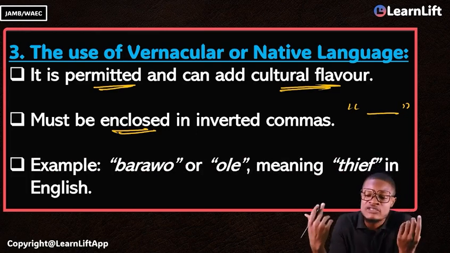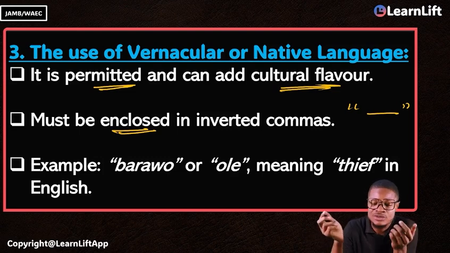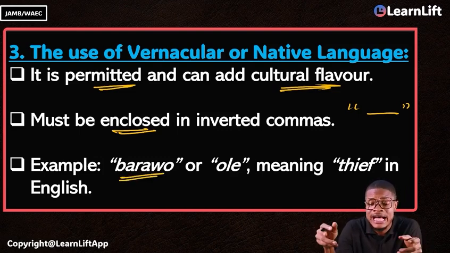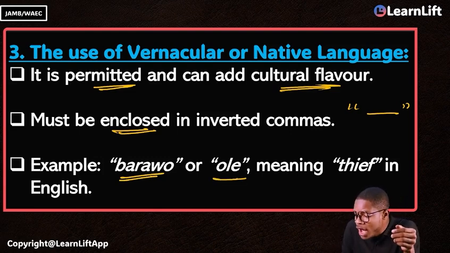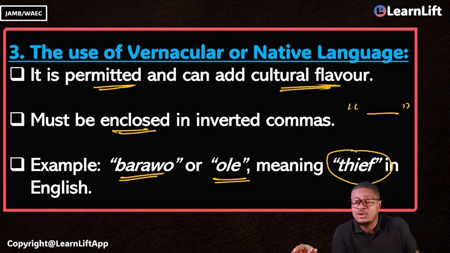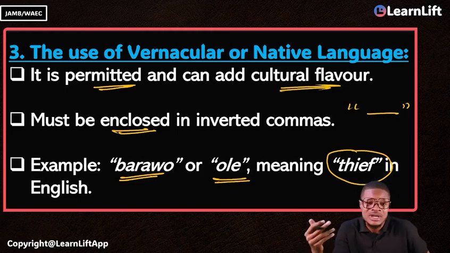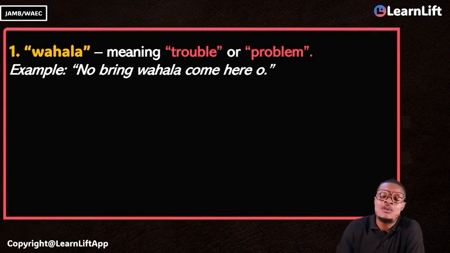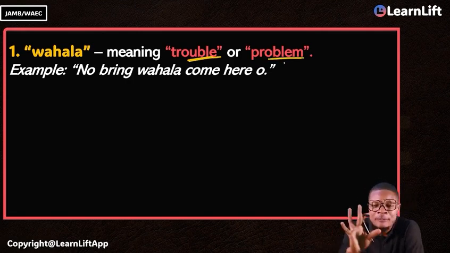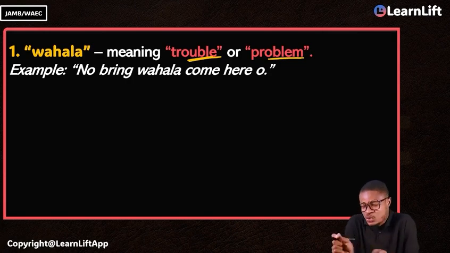Another thing is this. What are the examples of those vernacular or native language words that you can use? A good example is your barawo. If they say somebody is barawo, ole, ajibole, barawo. What is that? It means thief. The person is a thief. So you can chip in those things. In fact, there are a lot of things that you can chip in. Let me give you a good example. Things like wahala. What is wahala in pidgin? Wahala is nothing but trouble or what? Problem. You can use them. No bring wahala, come here. You can chip it in your informal letter.